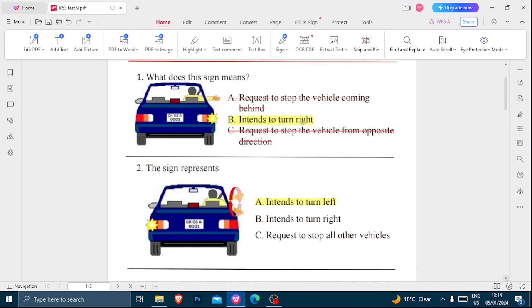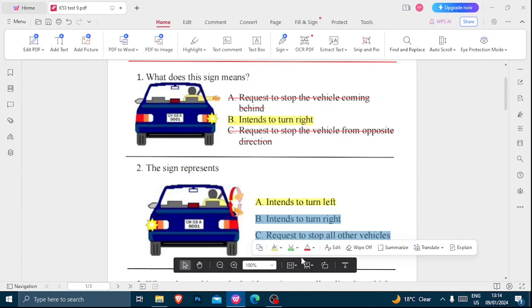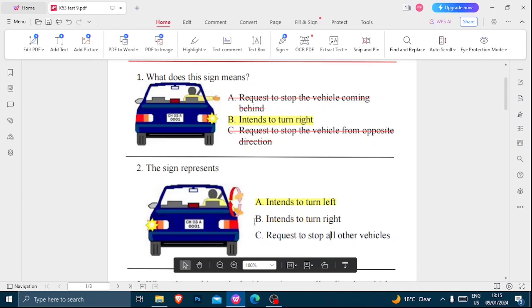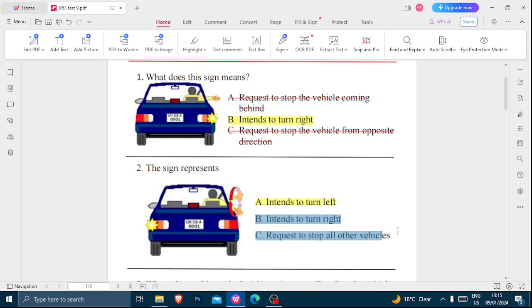Now let's say that in the case where the indicators aren't working, drivers are encouraged to use these hand signals to emphasize their intention, because they might not have indicators, right? And they still need to indicate to show their direction of travel. So drivers are encouraged to use these hand signals on the road. So these ones here are incorrect, right?